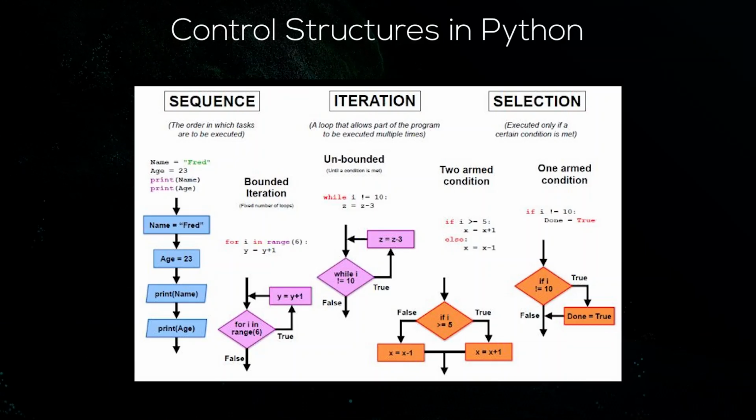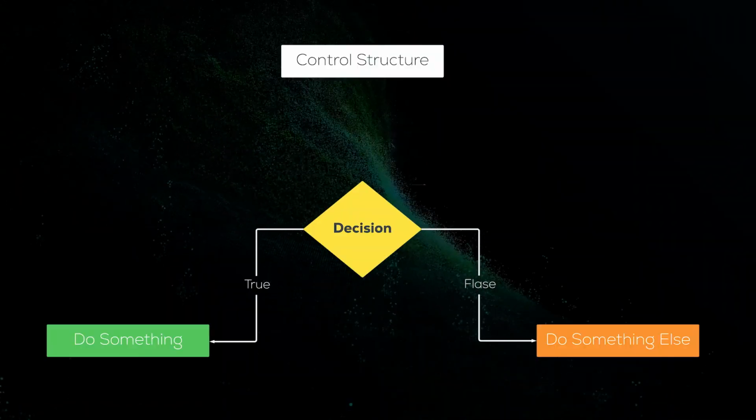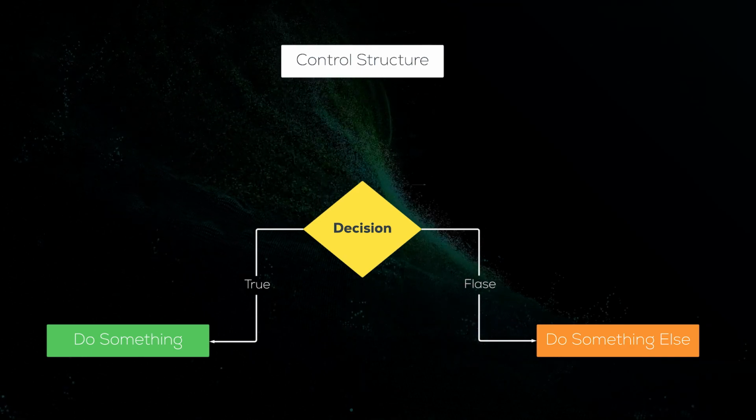Control structures are used to control the flow of execution in a program. They allow you to make decisions, repeat code, and perform different actions based on conditions. Here are the main control structures in Python. Think of if-else statements like making decisions in everyday life. If something happens, you do one thing, otherwise you do something else.